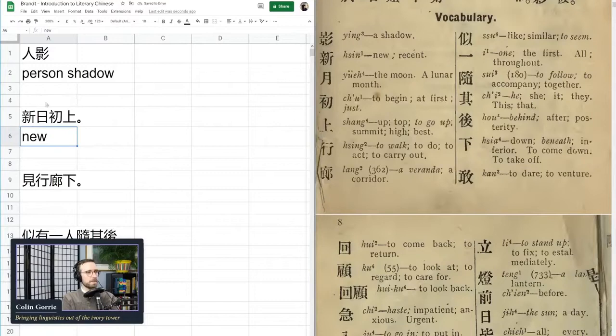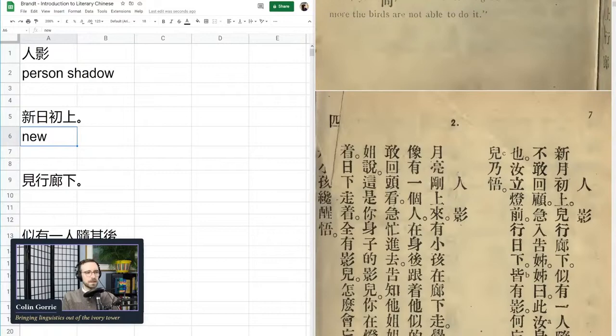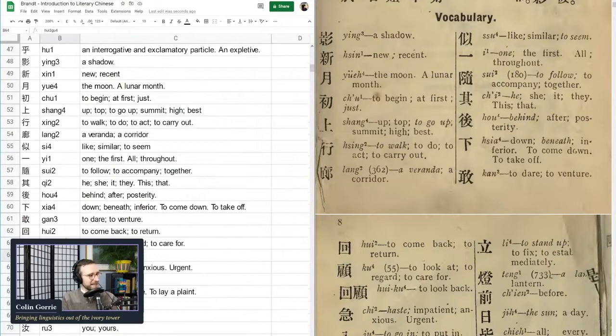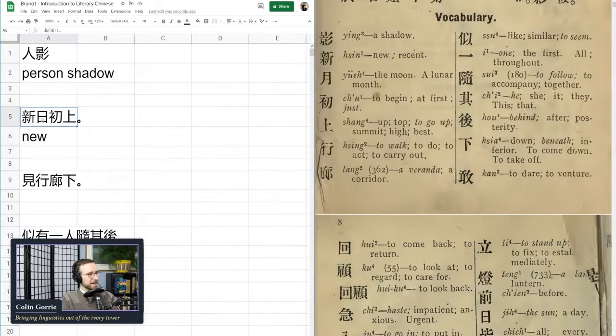Did I get this wrong? Yeah, this is not sun, this is moon. Apologies. Let me quickly rectify my mistake. I have a little lexicon here of all of the words that we've learned. Apologies. There we go. New moon.